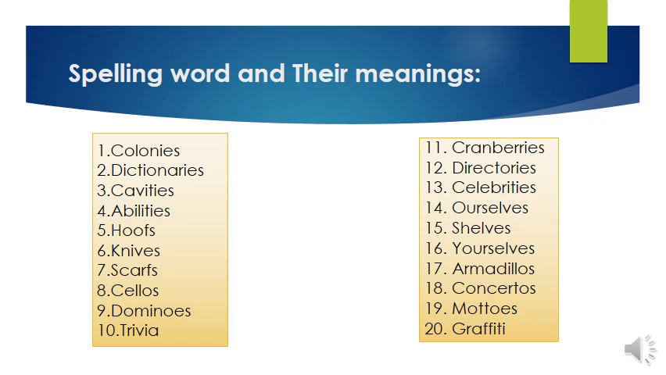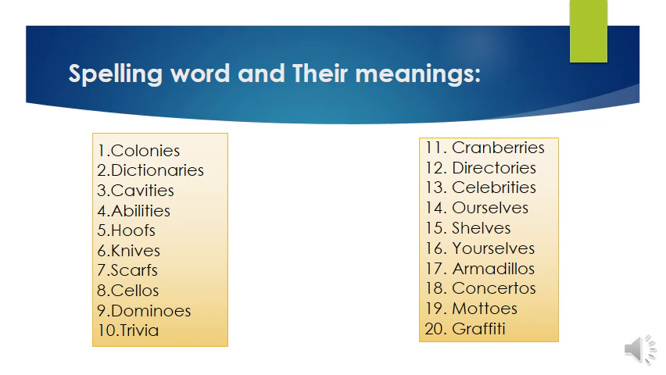These are the 20 vocabulary words that we are going to study in this lesson. I'm going to read them and then we are going to move to the explanation. Number 1, colonies. Number 2, dictionaries. Number 3, cavities. Number 4, abilities. Number 5, hoofs. Number 6, knives. Number 7, scarves. Number 8, cellos. Number 9, dominoes.